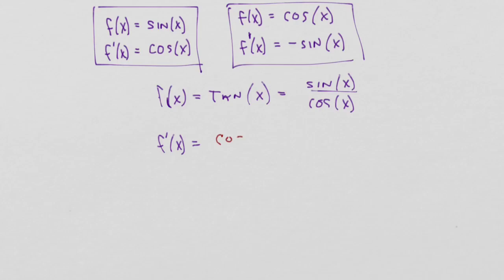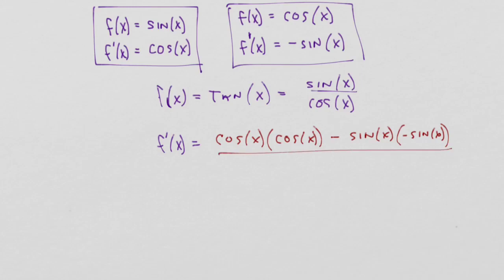So here we go. Low d high, the derivative of sine is cosine. Low d high less high d low, the derivative of cosine is negative sine. Draw the line, and down below, the denominator squared must go.